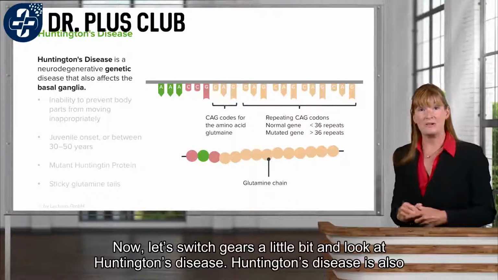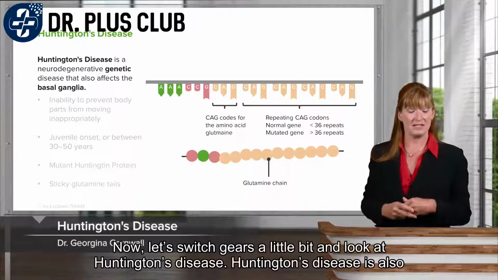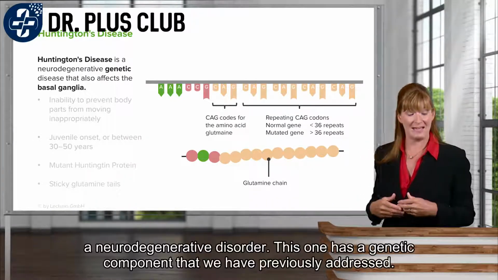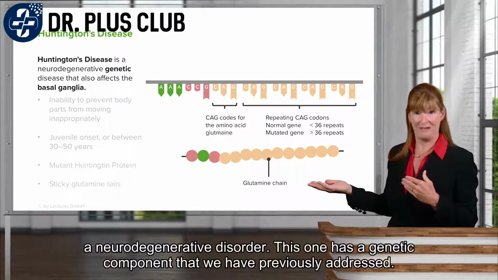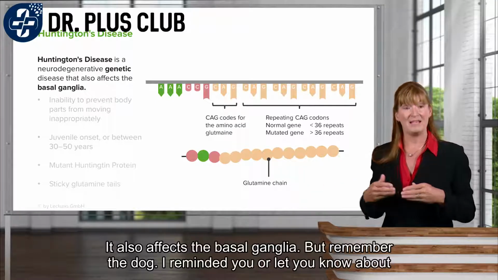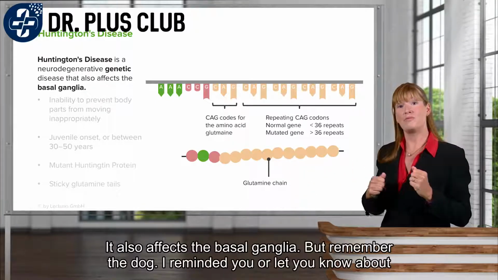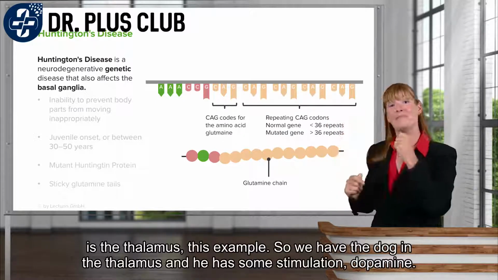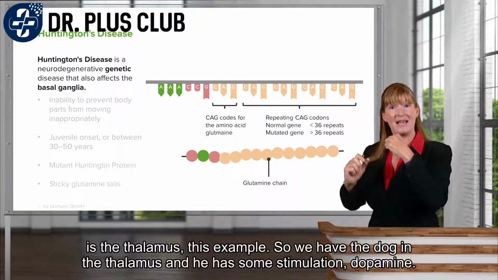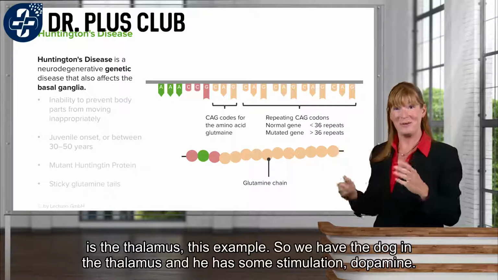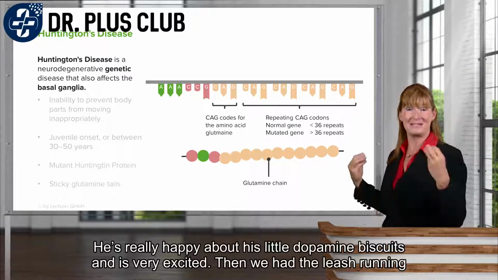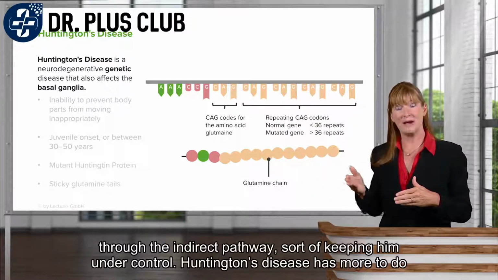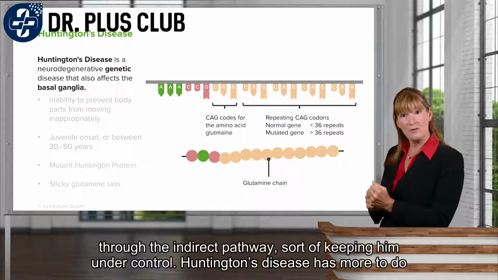So now let's switch gears a little bit and look at Huntington's disease. Huntington's disease is also a neurodegenerative disorder. This one has a genetic component that we have previously addressed, and it also affects the basal ganglia. But remember the dog I let you know about in the thalamus, this example. So we have the dog in the thalamus, and he has some stimulation, dopamine. He's really happy about his little dopamine biscuits and is very excited. And then we had the leash running through the indirect pathway, sort of keeping him under control.